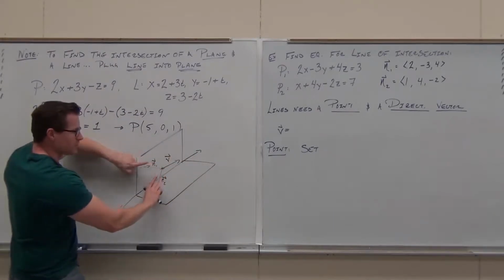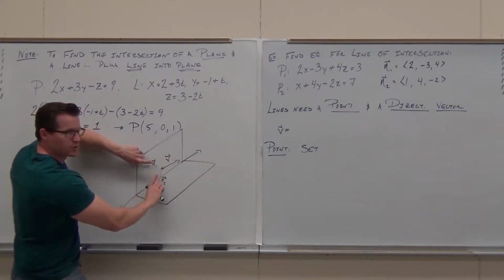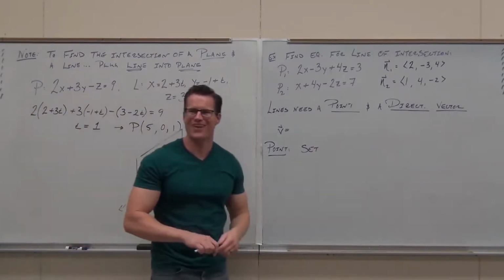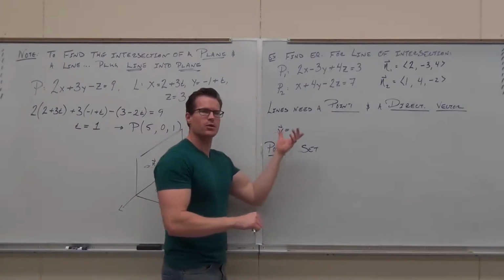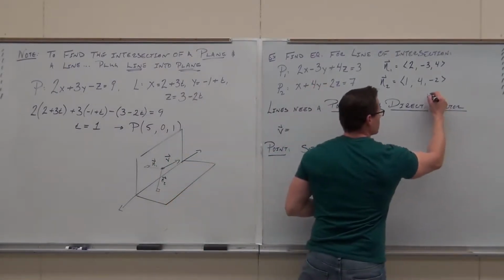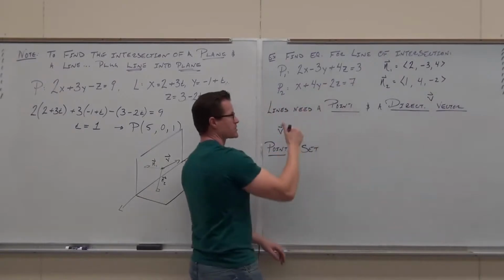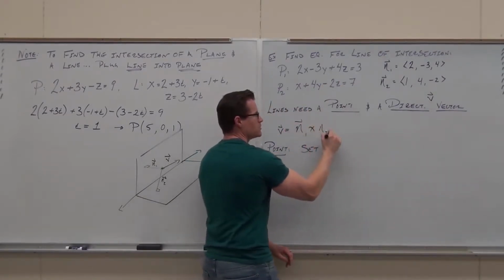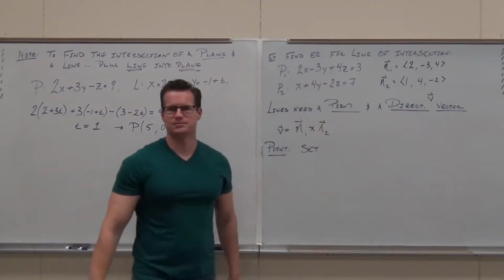So I need a vector in the direction that's mutually orthogonal to both of those vectors. That is a cross product. Oh, that's sweet. So if I want to find the direction vector of the line of intersection, I take the normals from my two planes and I cross them.